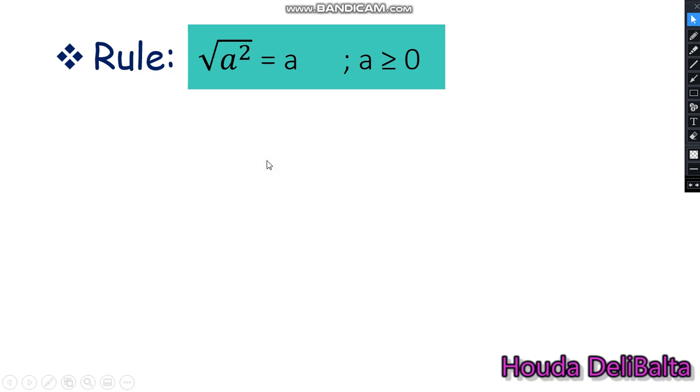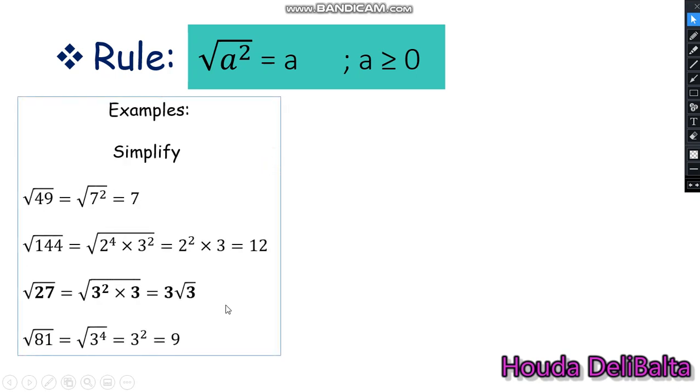Okay, now let's continue. I think there are examples here on simplifying radicals. For example, radical 49 is decomposed into radical 7 squared and it's carried out as 7. 144 is definitely 12 squared, or decomposed into 2 to the power 4 times 3 squared, and carried out as 2 squared times 3, and so on. So notice every time I'm dividing the power inside by 2. So power 4 will be 2, power 2 will be 1.